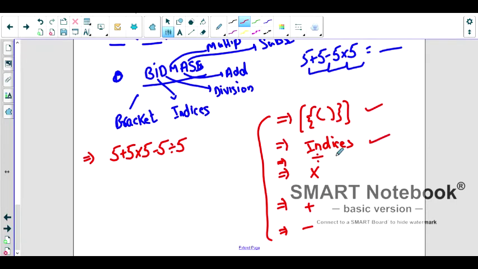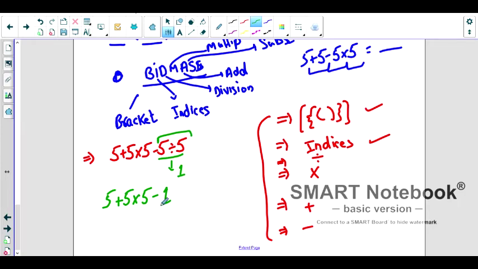Indices is done. Next we have division. We have a division sign here, 5 divided by 5. So we'll solve this first. It will be what? 5 over 5 is 1. So what are we left with? We are left with 5 plus 5 times 5 minus 1, because these two we solved and we got 1.